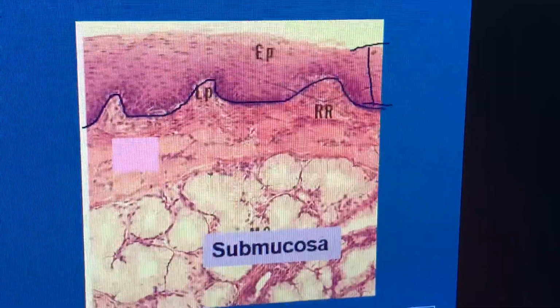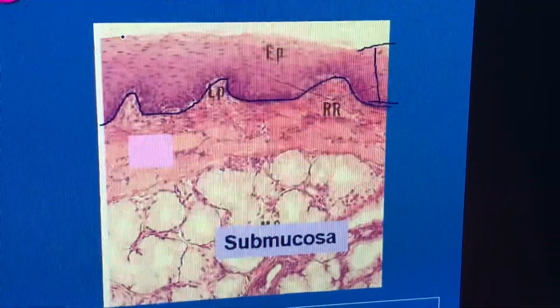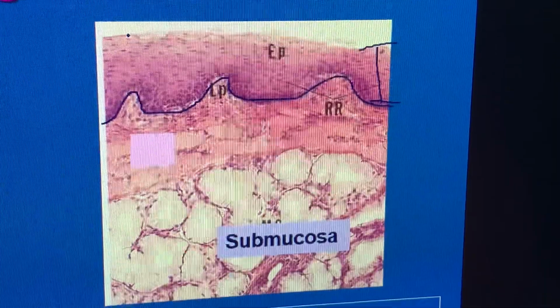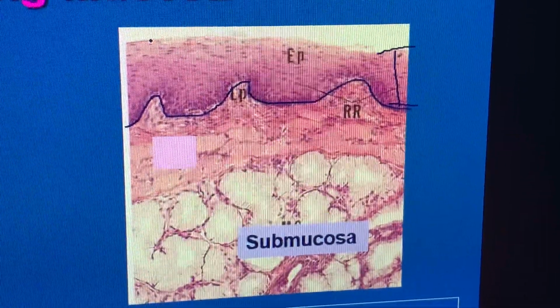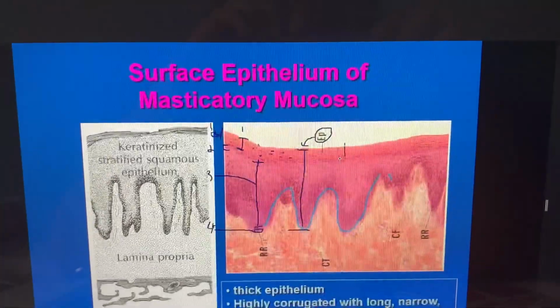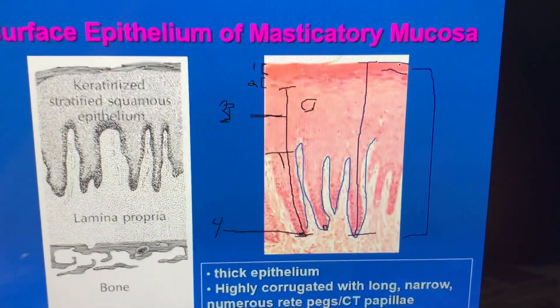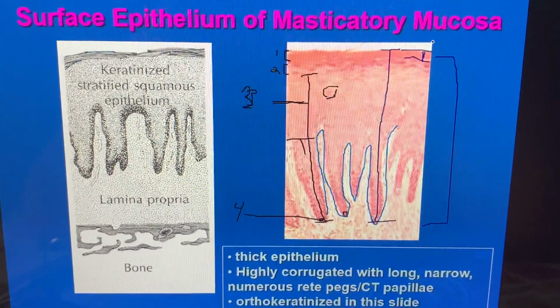And the other way we can tell this one is that there's no icing at the surface. There's no cornified layer. Again, here we can see a distinct keratin layer at the top. Same with here, distinct keratin layer.